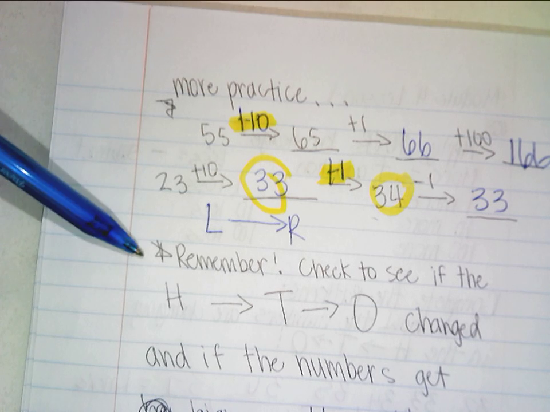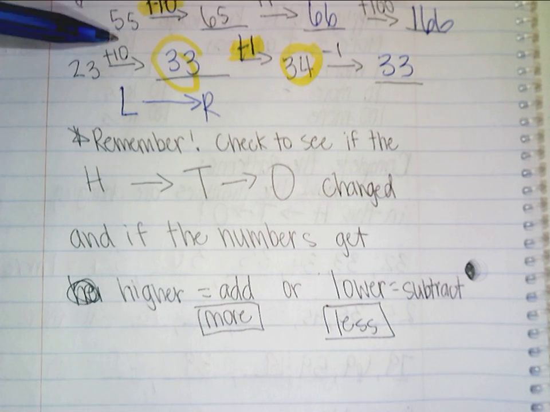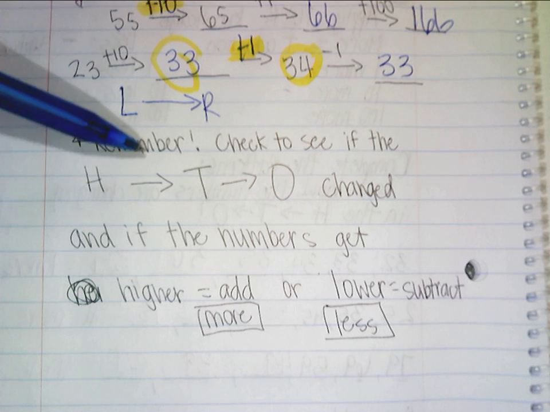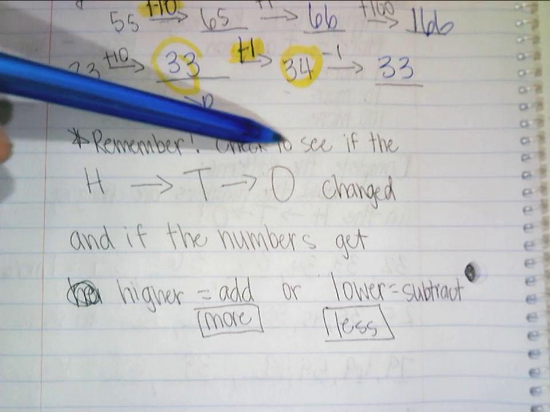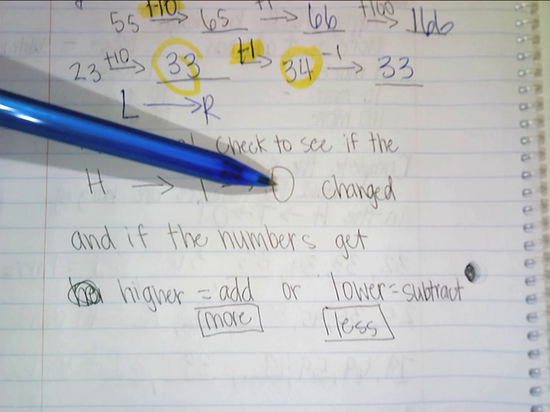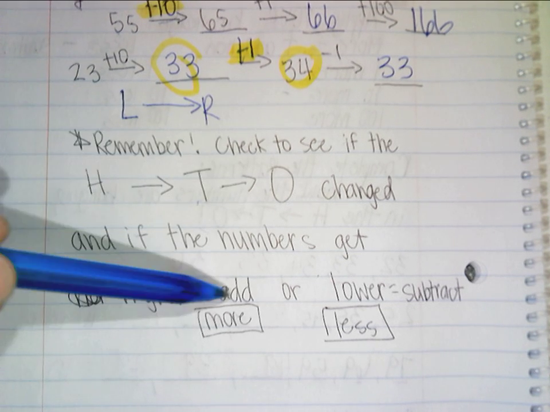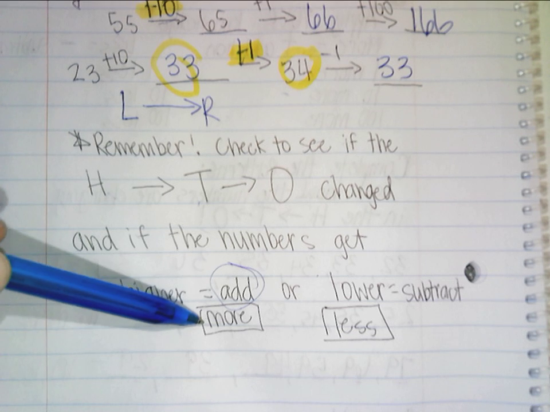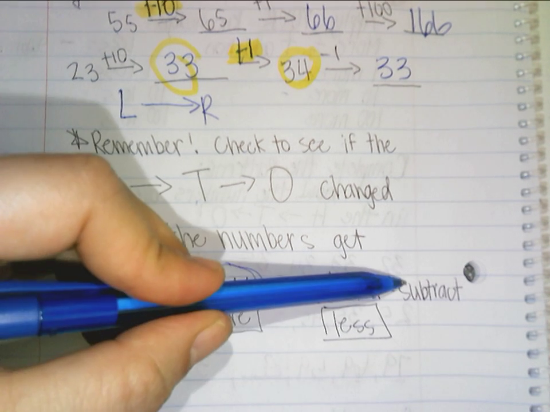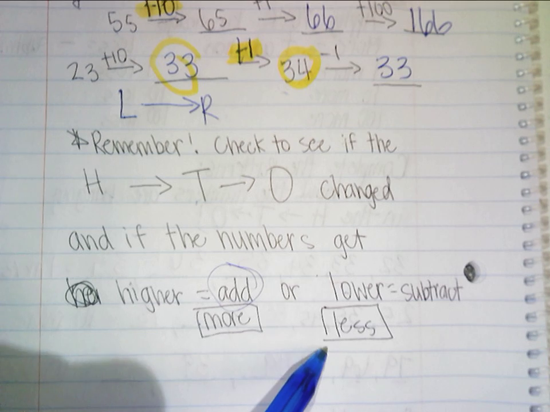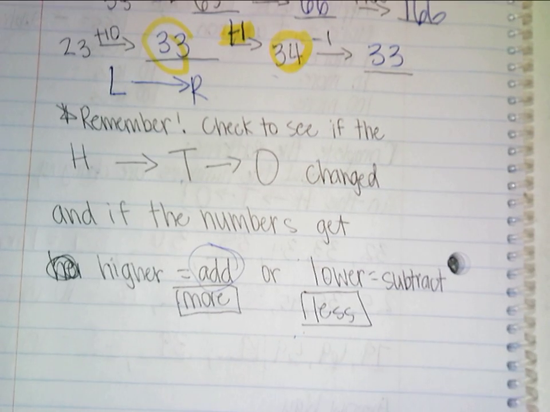Okay, so now remember, when you're doing the arrow way and you're trying to figure out a sequence and you're trying to figure out that number on top of the arrow, check to see if the hundreds, tens, or ones changed, and if the numbers get higher, you add, because you're adding more. If the numbers get lower, you subtract because the number will be less. Okay? So let's look at that problem set. What you're going to do today.